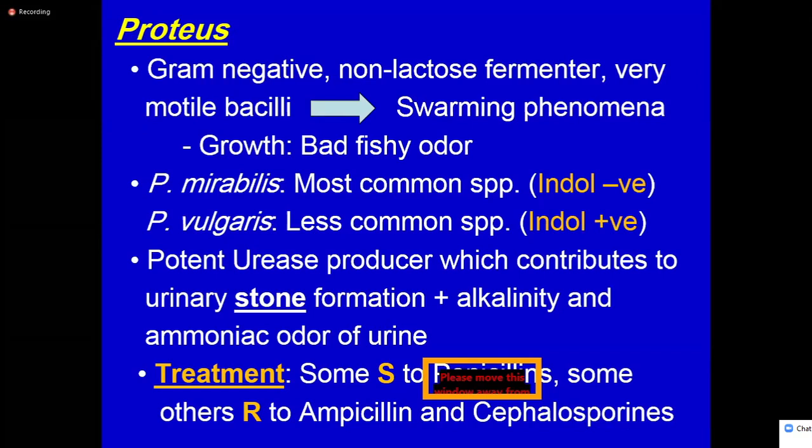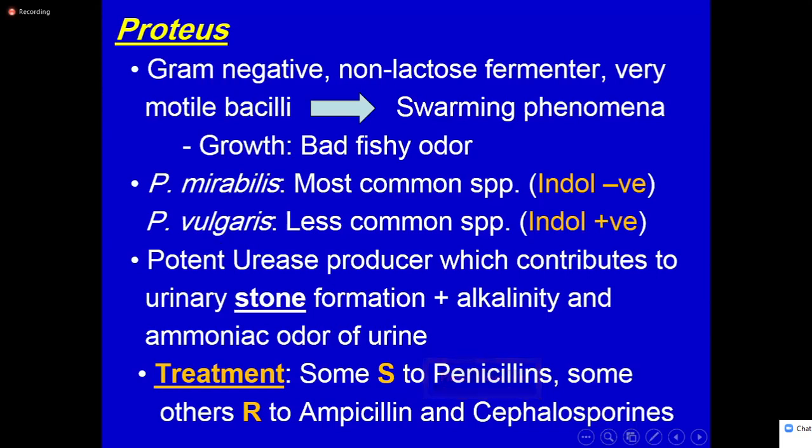We have two main species. There are other species, of course, but the main two species are Proteus mirabilis and Proteus vulgaris. What is the difference between them? Mirabilis is indole negative, vulgaris is indole positive. Also, these microorganisms are urease producers, so they are urease positive.